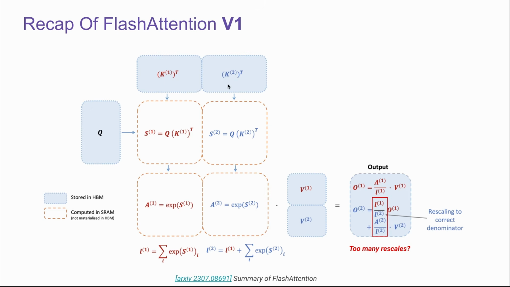In this example, let's say the key vector has only 2 keys. So when we process key 1, we calculate S1 using Q and K1, and then we get A1 and L1 accordingly. And at last, we calculate the output with this expression. Afterward, we move on to the last key, and we do similar operations to get S, A, and L in the second position.